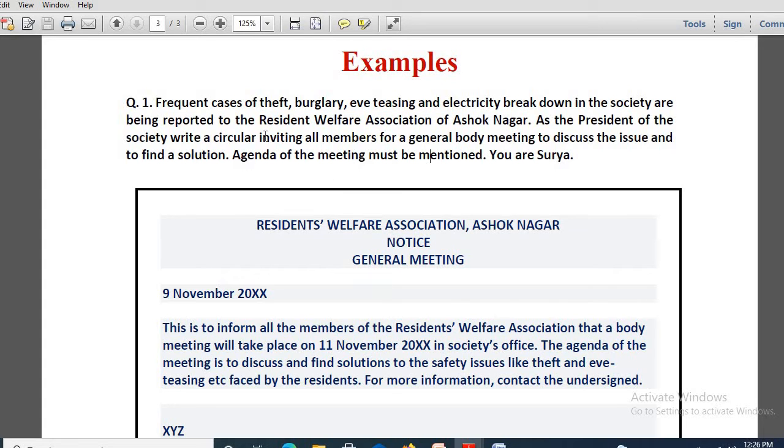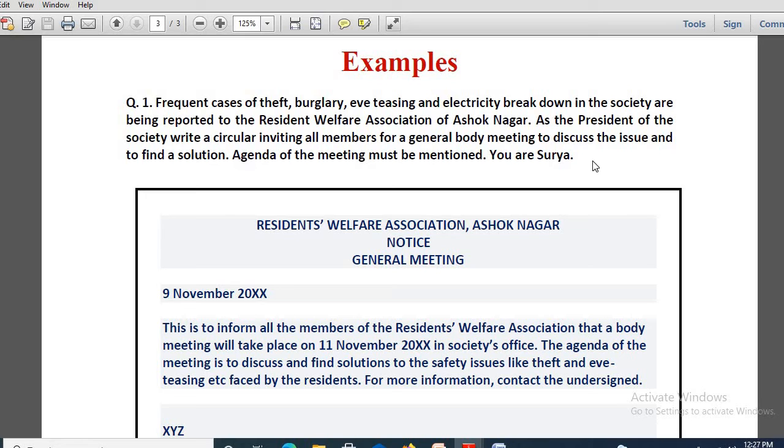Now obviously, as the president of the society, you have to write a circular inviting all members for a general body meeting, to discuss the issue and obviously to find a solution. And remember, the agenda of the meeting must be mentioned. What is the agenda of the meeting? That one also you have to mention.